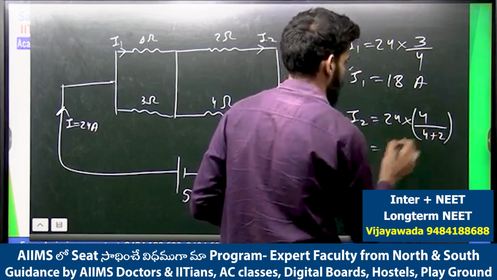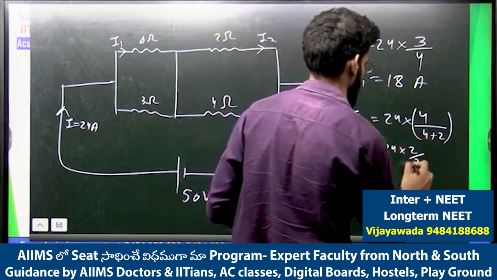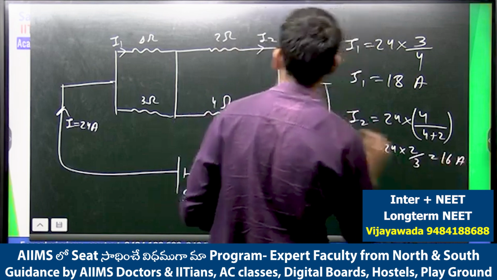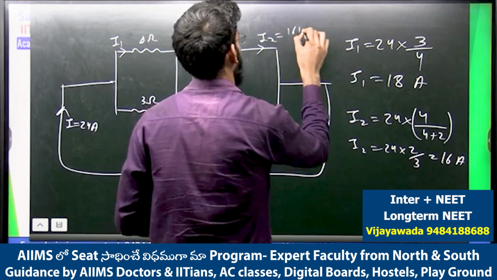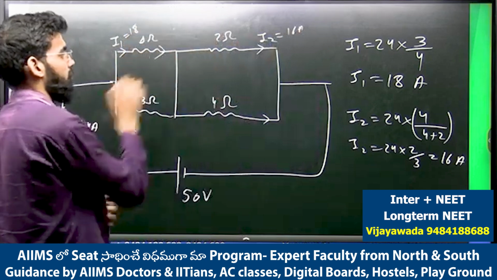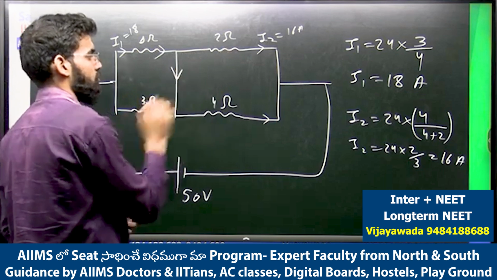So I2 is how much? 4 by 6, that is 2 by 3. So 24 into 2 by 3. So that is 8, 8 twos are 16 ampere. Okay. So this is nothing but 16 ampere and this is nothing but 18 ampere. So I can say 18 is coming from this side. Okay. And this side 16 is only going. Means the rest, 2, is going this side.